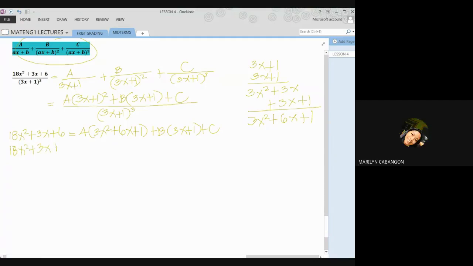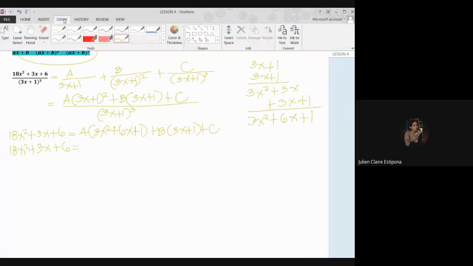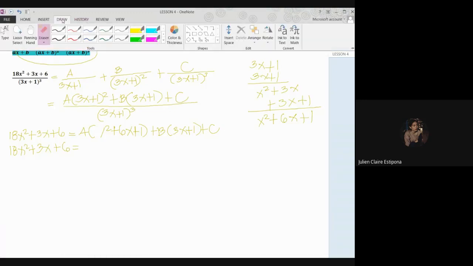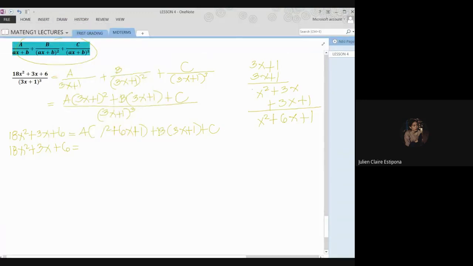Substituting that one, distributing the value of a. Is it 9x squared? Yes, thank you, that is correct, sorry. The 3x squared should be 9, since it is 3 times 3. So that is 9x squared. Thank you for the correction.